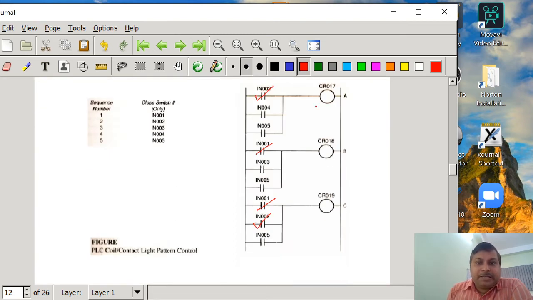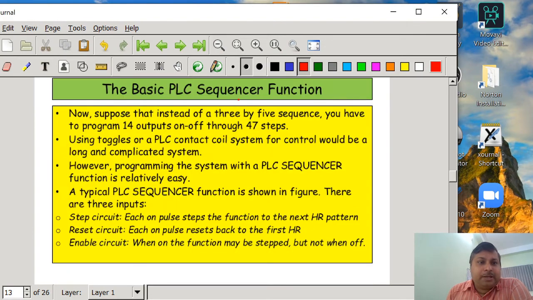But it is convenient only when the number of inputs and outputs is small. What does it mean? Number of inputs means the number of steps is small. Now suppose that instead of a 3 by 5 sequence, we have to program 14 outputs up through 47 steps. Using toggles or a PLC contact coil system for control would be a long and complicated system. However, programming the system with a PLC sequencer function is relatively easy.